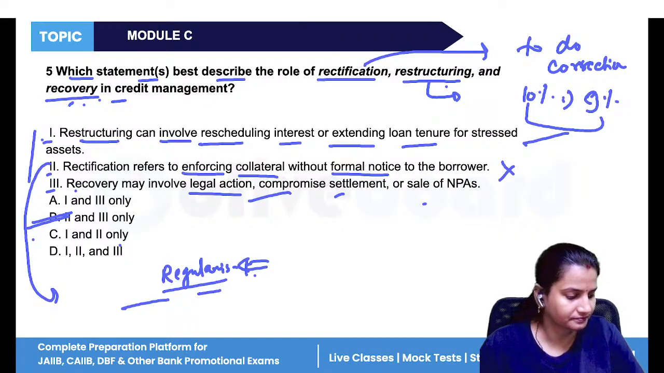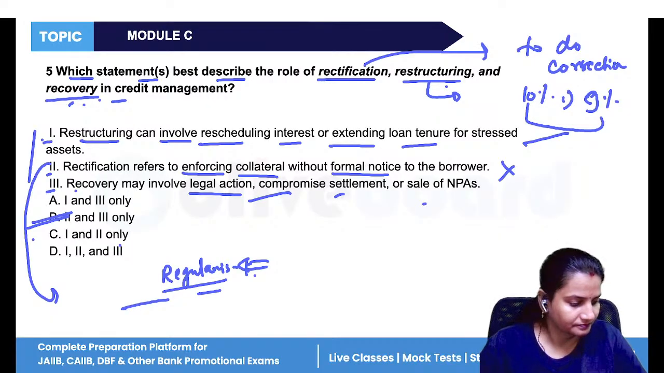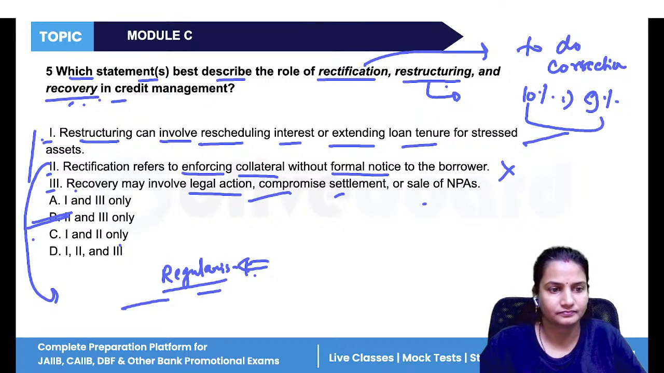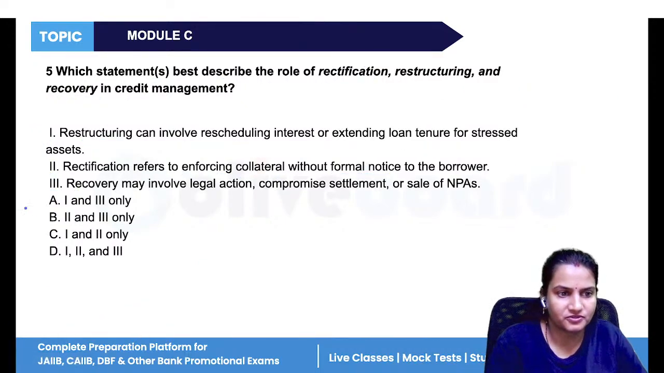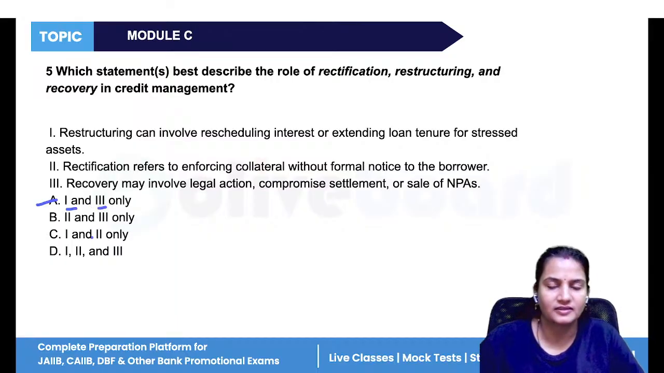Option B. Clear? Just a minute. Option A, 1 and 3. 1 and 3 is option A.